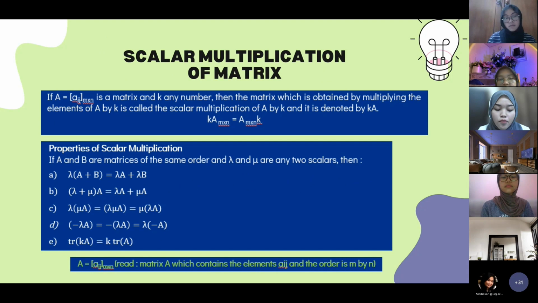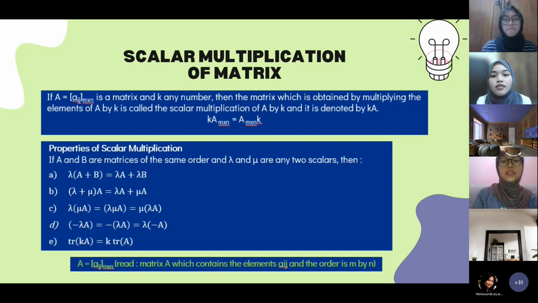Next is scalar multiplication of a matrix. If matrix A, which contains the elements Aij and the order is m by n, and k is any number, then the matrix which is obtained by multiplying the elements of A by k is called the scalar multiplication of A by k, and it is denoted by kA, like this. And the properties of scalar multiplication: if A and B are matrices of the same order and lambda and mu are any two scalars, then as you can see here, these are some properties of scalar multiplication.